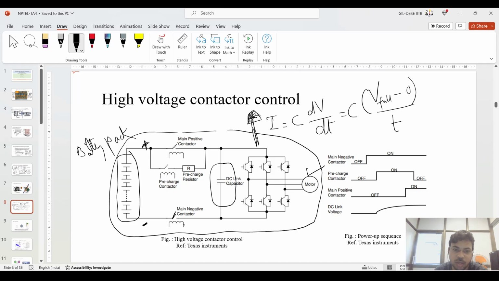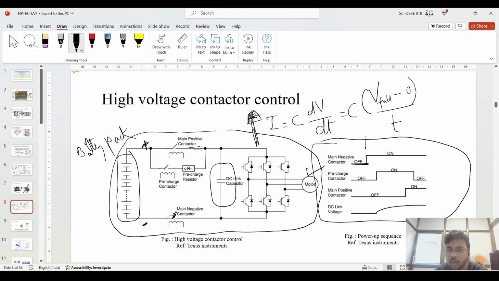So what will we do? We will close these contactors in a serial manner. First, we will close this negative contactor. Then we close this pre-charge contactor with a resistor in series between them. So this will reduce the current which is flowing through this DC link capacitor. After that, we will close this main positive contactor.